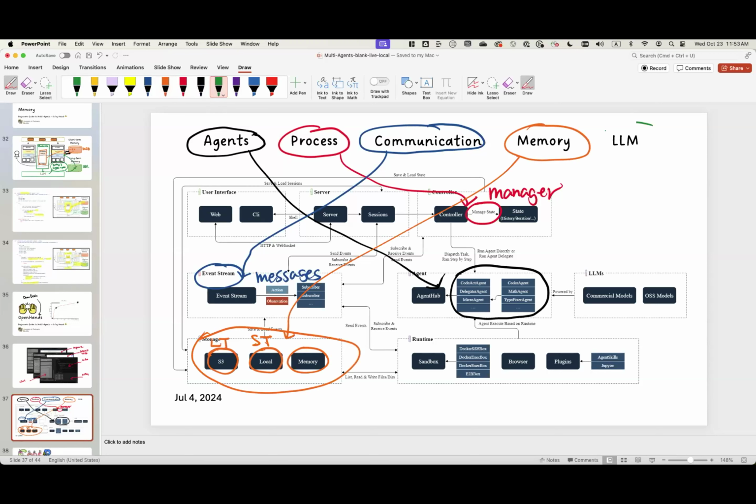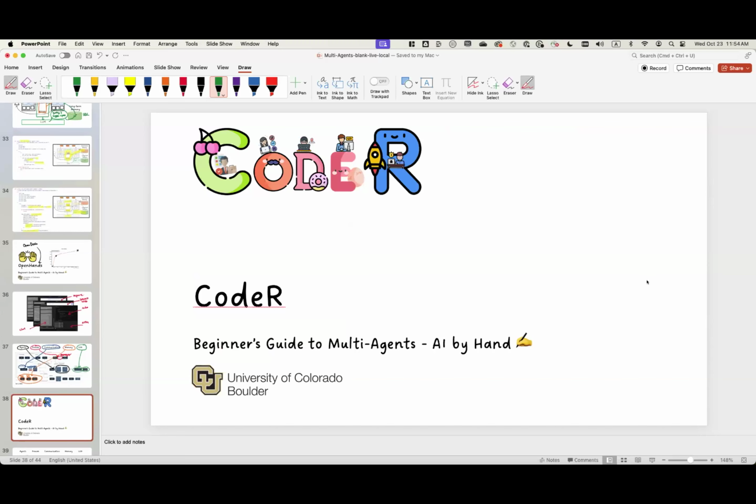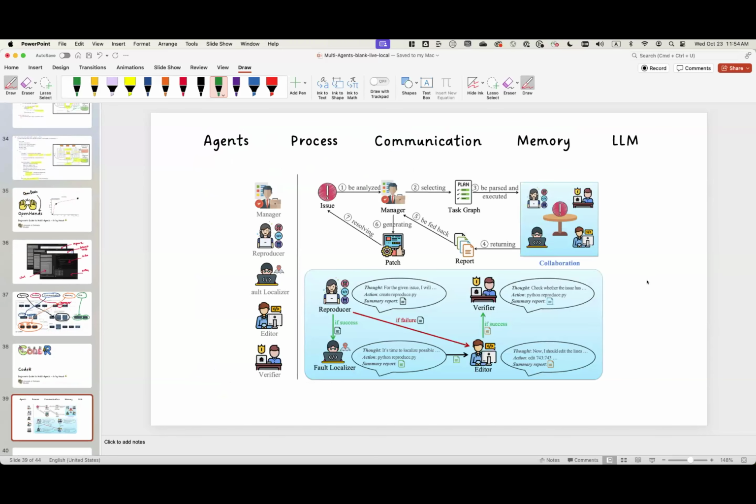And then you can see how all of this is added to an original LLM-only scenario to give you a multi-agent system. In this large language model, they have their commercial model or their open source models. And you can practice this again with another one, a pretty state-of-the-art system for resolving GitHub issues.